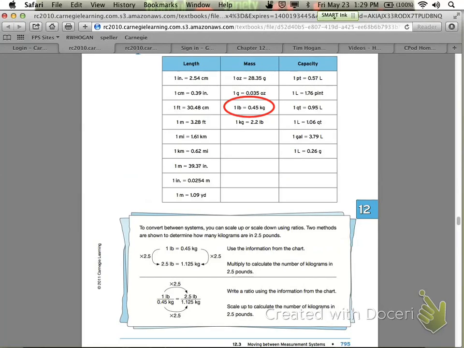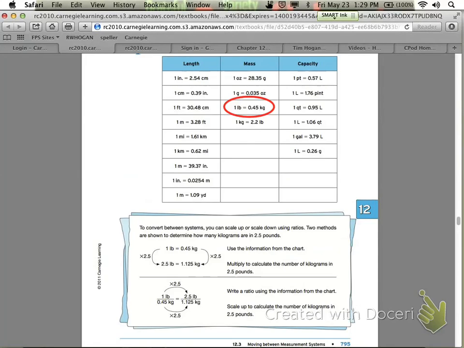Underneath the table it says to convert between systems you can scale up or scale down using ratios. Two methods are shown to determine how many kilograms are in 2.5 pounds. If you take a look at the two methods, you can see that the bottom method is really the scaling up method. You can see that I have the conversion factor circled from the table in the top, and we are just really scaling up to calculate the number of kilograms in 2.5 pounds based off of that conversion factor.